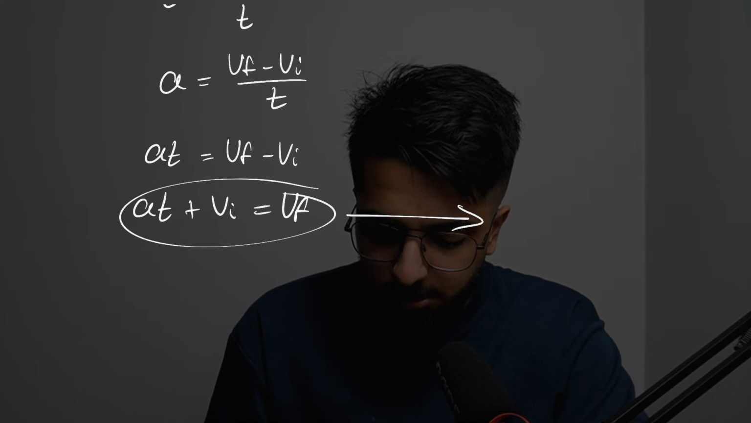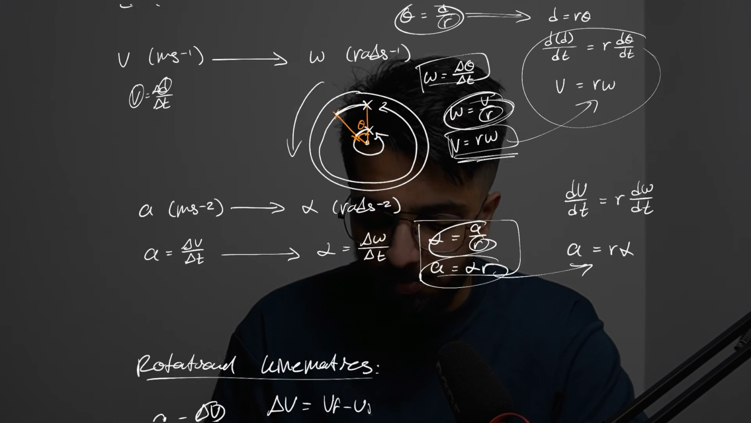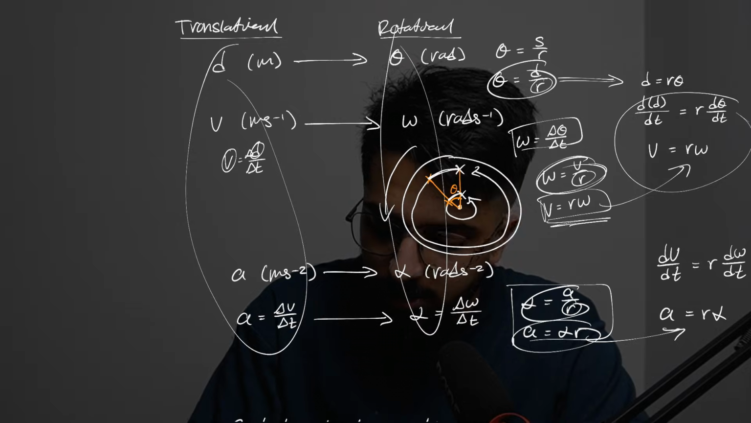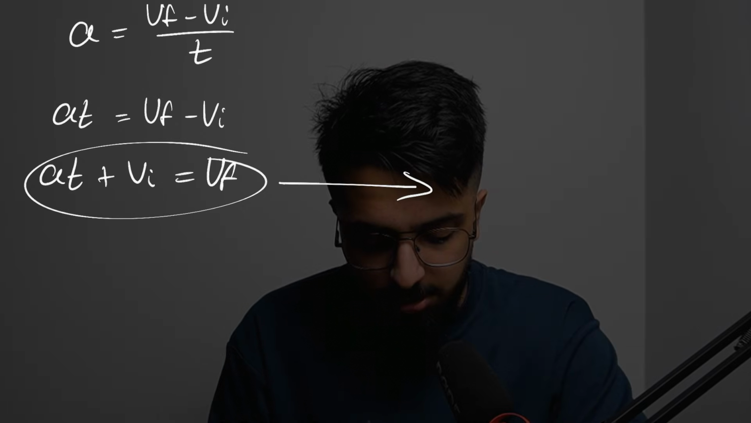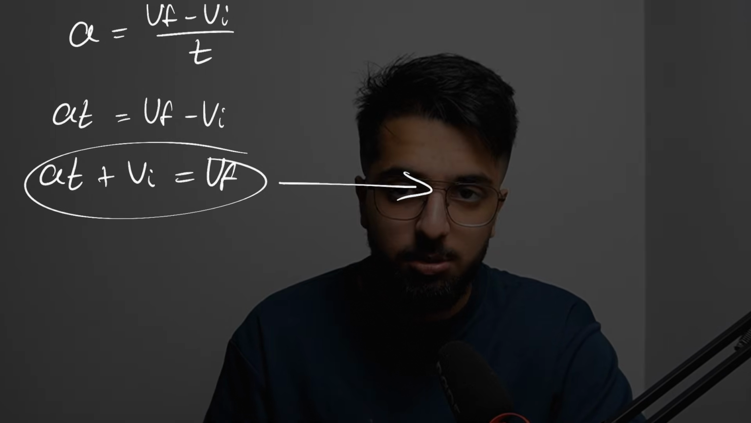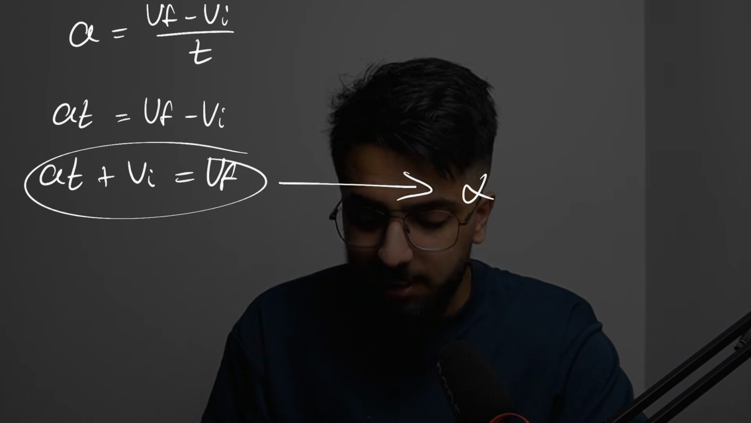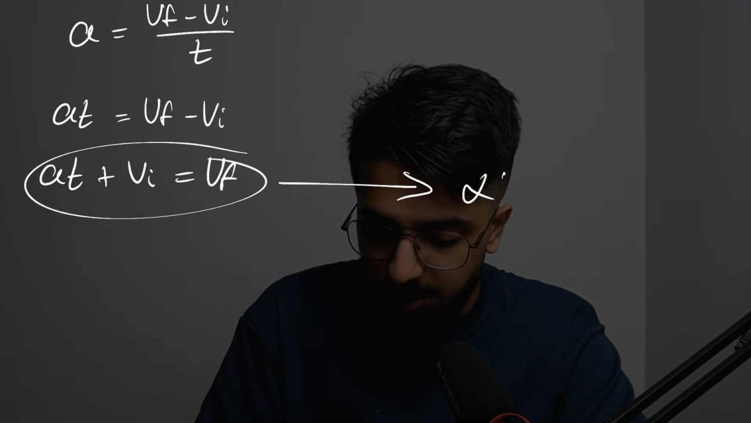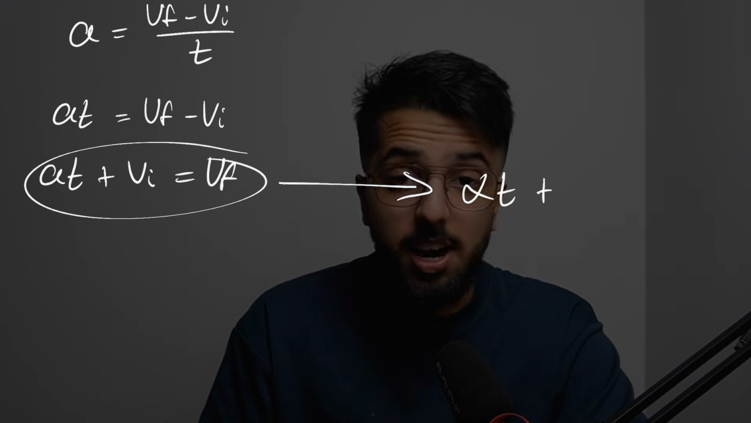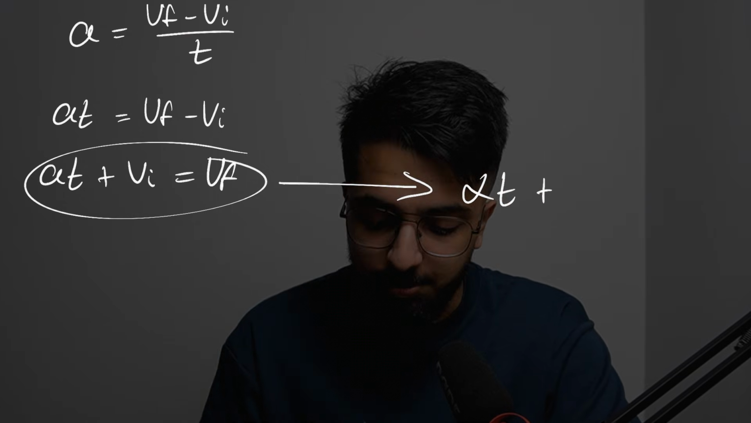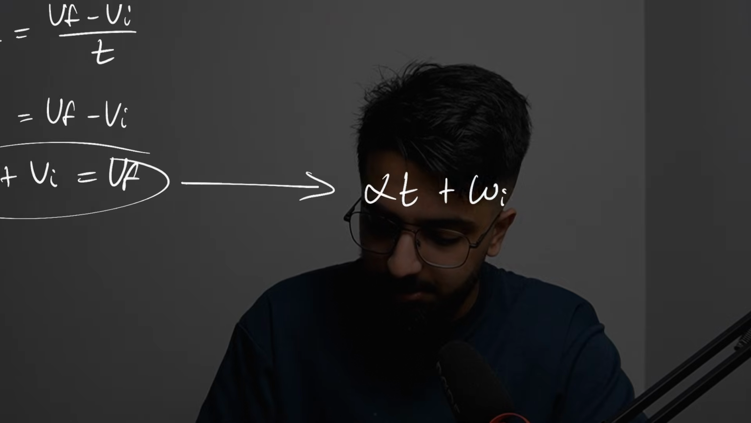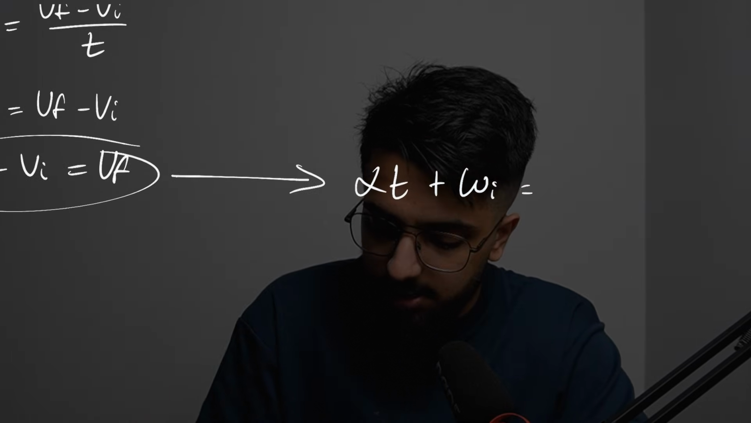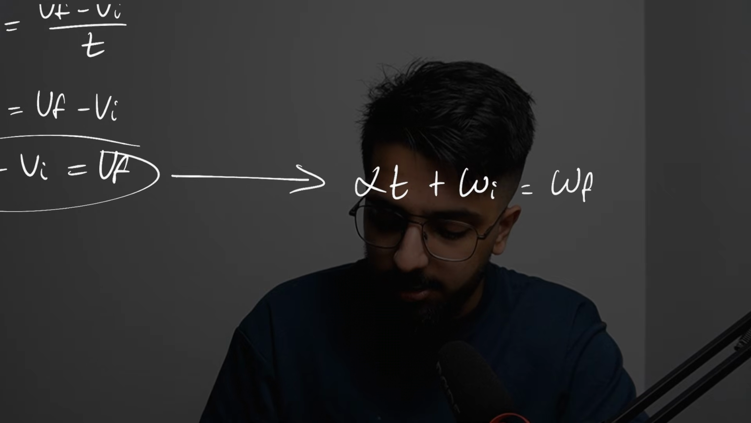In order to get our rotational equivalent, we simply replace all the translational quantities with their rotational equivalents. First, the rotational equivalent of acceleration is alpha. There is no rotational equivalent of time because time is time. And so we get alpha t plus, what is the rotational equivalent of initial velocity? That is omega I, omega initial. So alpha t plus omega I is equal to omega F, our final angular velocity.